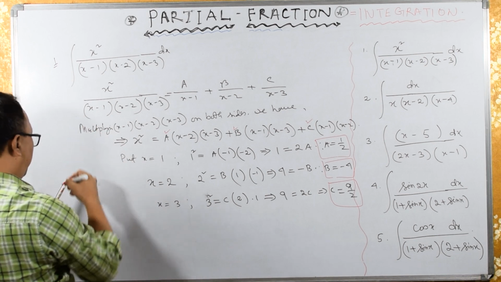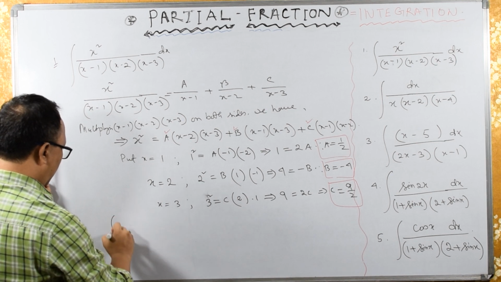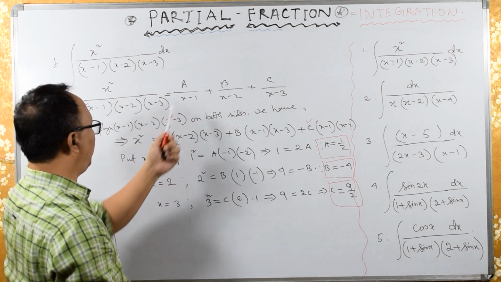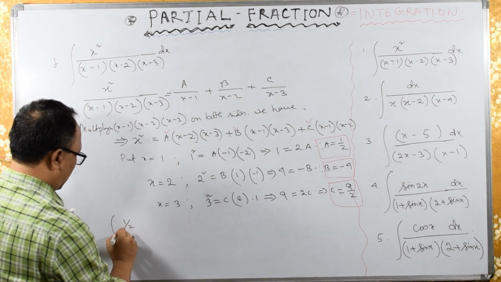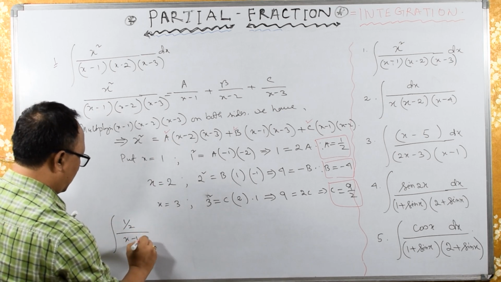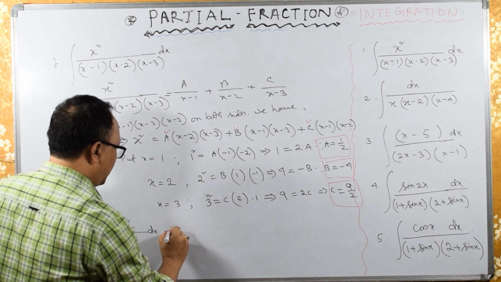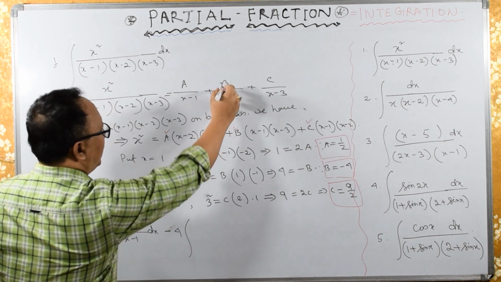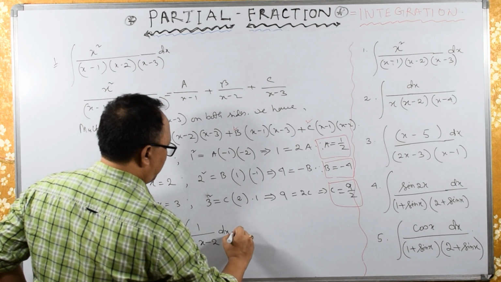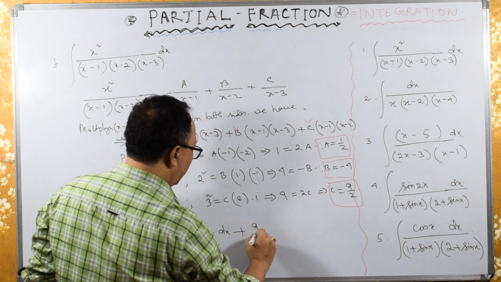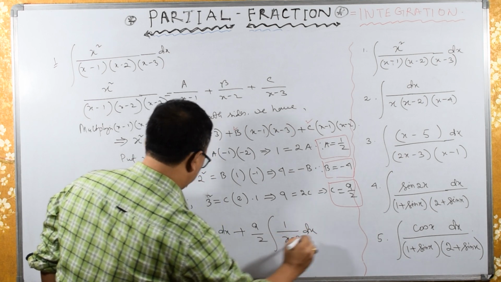Therefore, the integral of this is the same as the integral of, what is a? a is half. Here half upon x minus 1 dx plus, what is b? b is minus 4. Since it is a constant, I can send it outside. Here we have 1 upon x minus 2 dx plus, what is c? c is 9 by 2. 9 by 2 is also a constant, I can send it outside. x minus 3 dx.